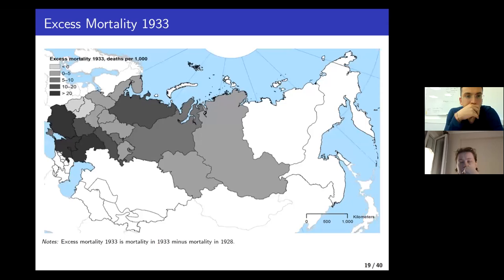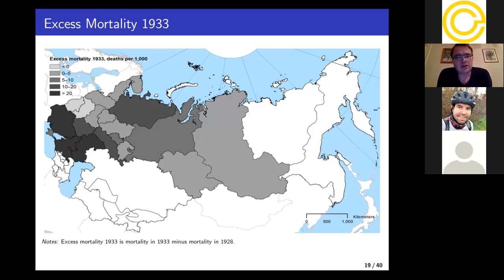So this is our sample in gray, and different intensity of gray color tells you how many excess mortality deaths occurred in this region in 1933 relative to 1928. This is the so-called grain producing area. And this is the Republic of Ukraine.